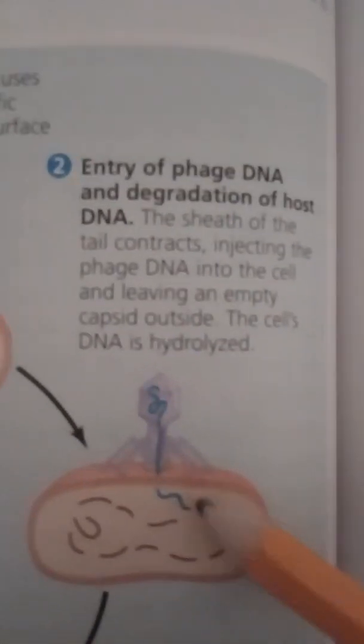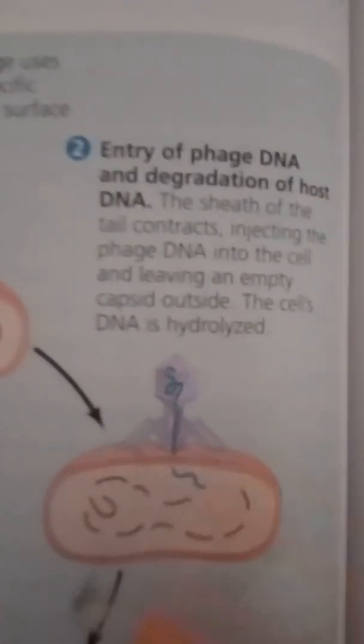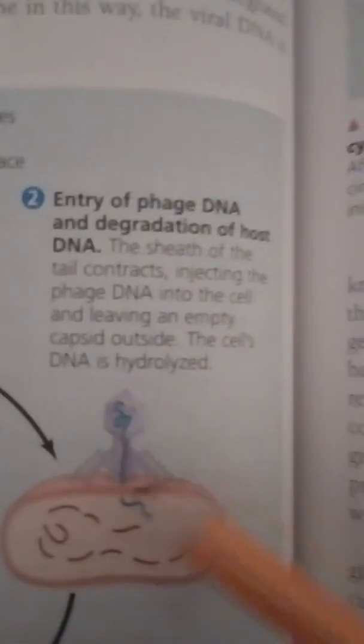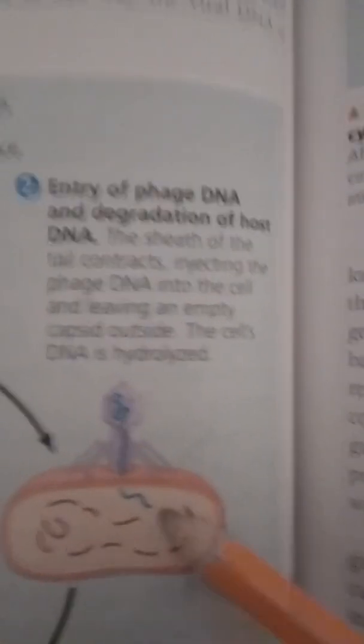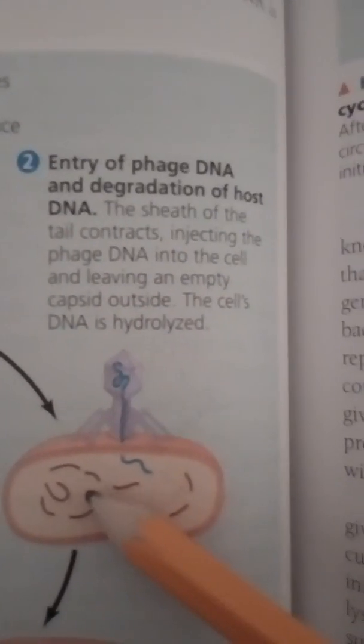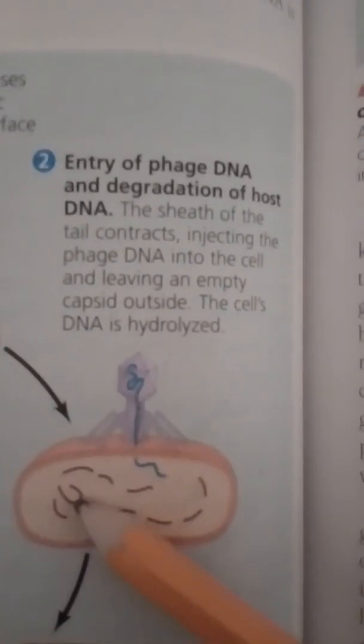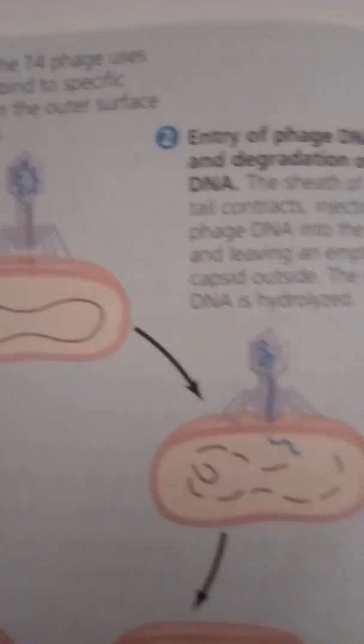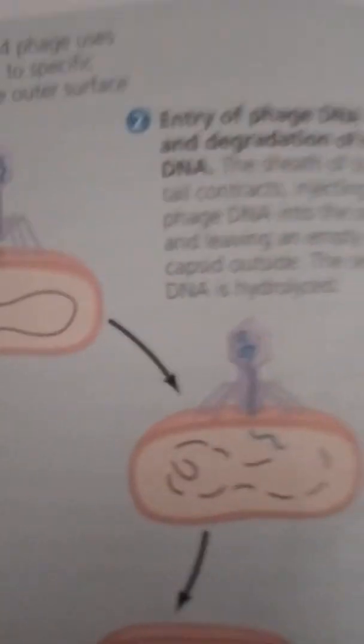The sheath of the tail contracts, injecting the phage DNA into the cell and leaving an empty capsid outside. The cell's DNA is hydrolyzed. Step 3, synthesis of viral genomes and proteins. The phage DNA directs production of phage proteins and copies the phage genome by host enzymes, using components within the cell.